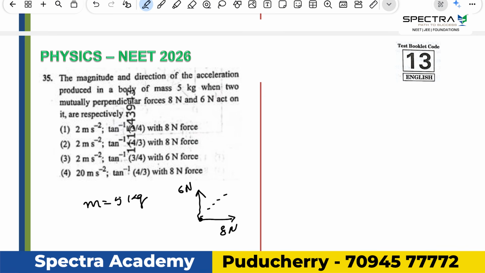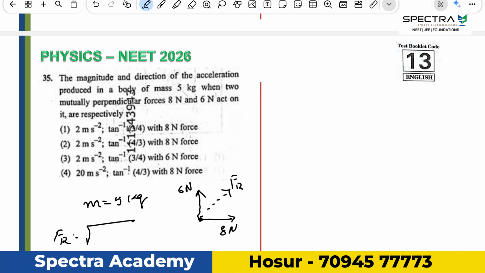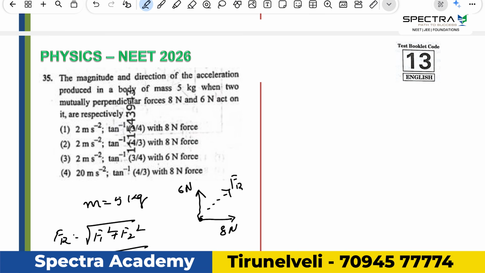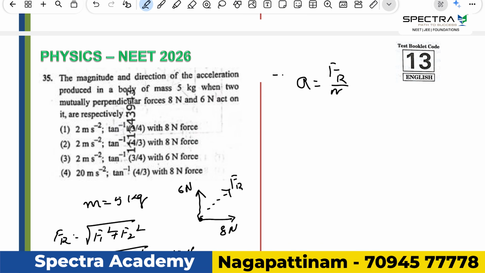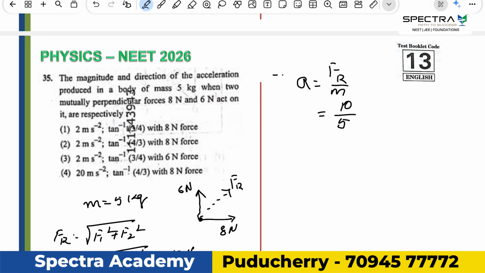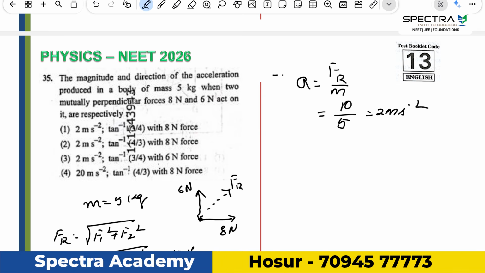So let us calculate the resultant force. The resultant force is equal to the square root of F1 square plus F2 square. Simplifying, we get 6 square plus 8 square, which is nothing but 10 Newton. Therefore, acceleration is equal to the resultant force divided by mass. The resultant force value here is 10, and the mass they have given is 5 kg. So overall, if we simplify, we will get 2 meter per second square.